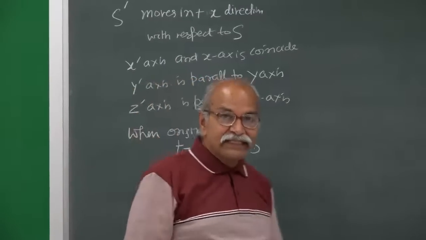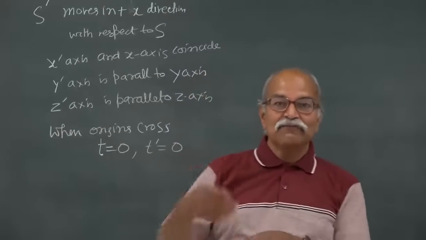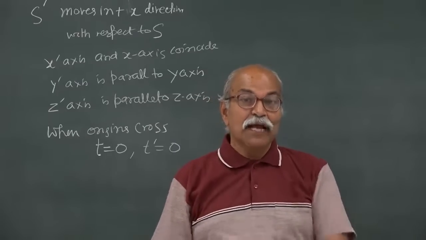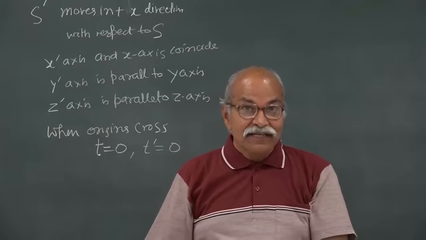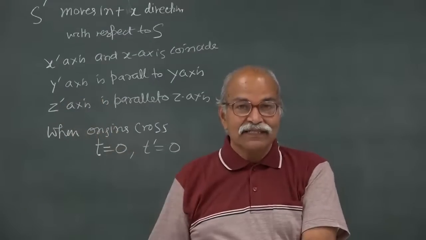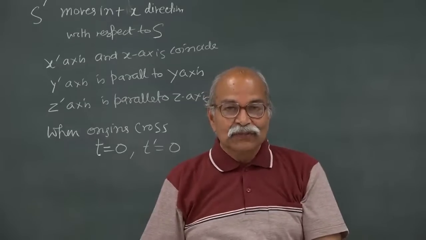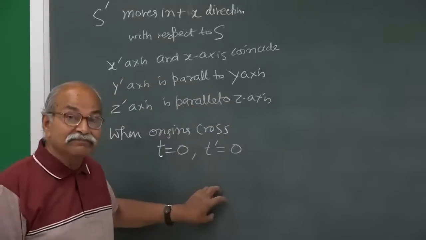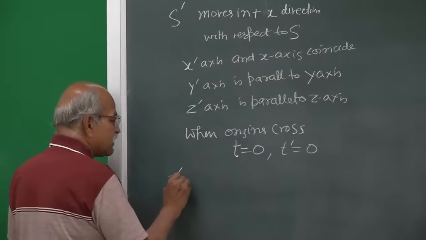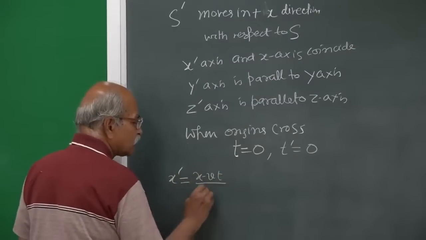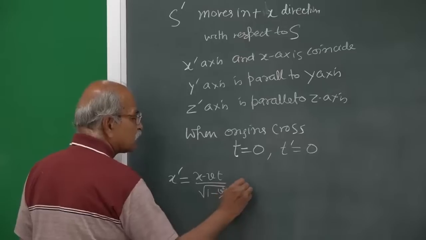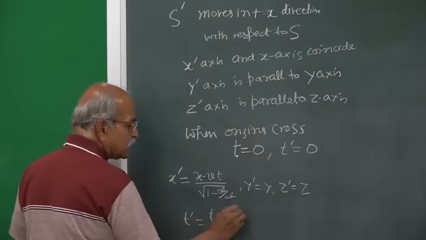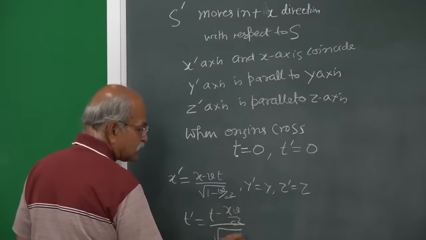What if these conditions are not met and I have to work from a frame which is moving with respect to S, but perhaps not in x direction? Perhaps the orientation of the axes is different. X prime axis is not coinciding with x axis and it is at some angle. So, the Lorentz transformation equations that we had written will not have that form, right. The Lorentz transformation equations were x prime equal to x minus vt, y prime is equal to y, z prime is equal to z, and t prime is equal to t minus x v by c square, divided by square root of 1 minus v square by c square.